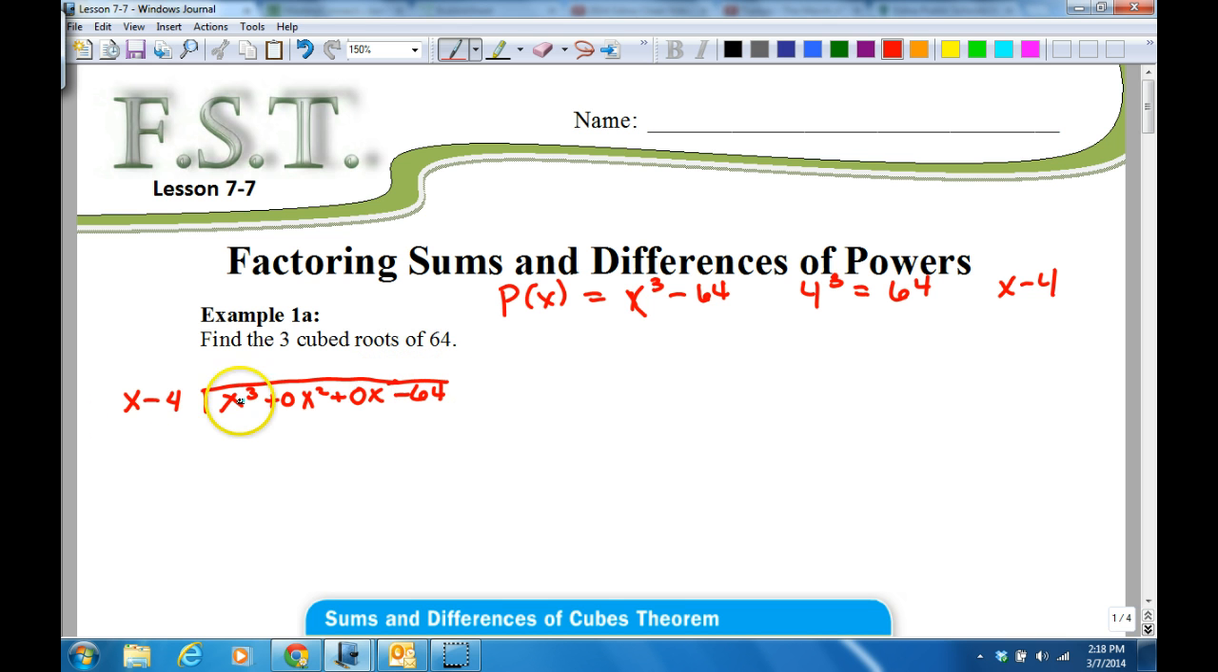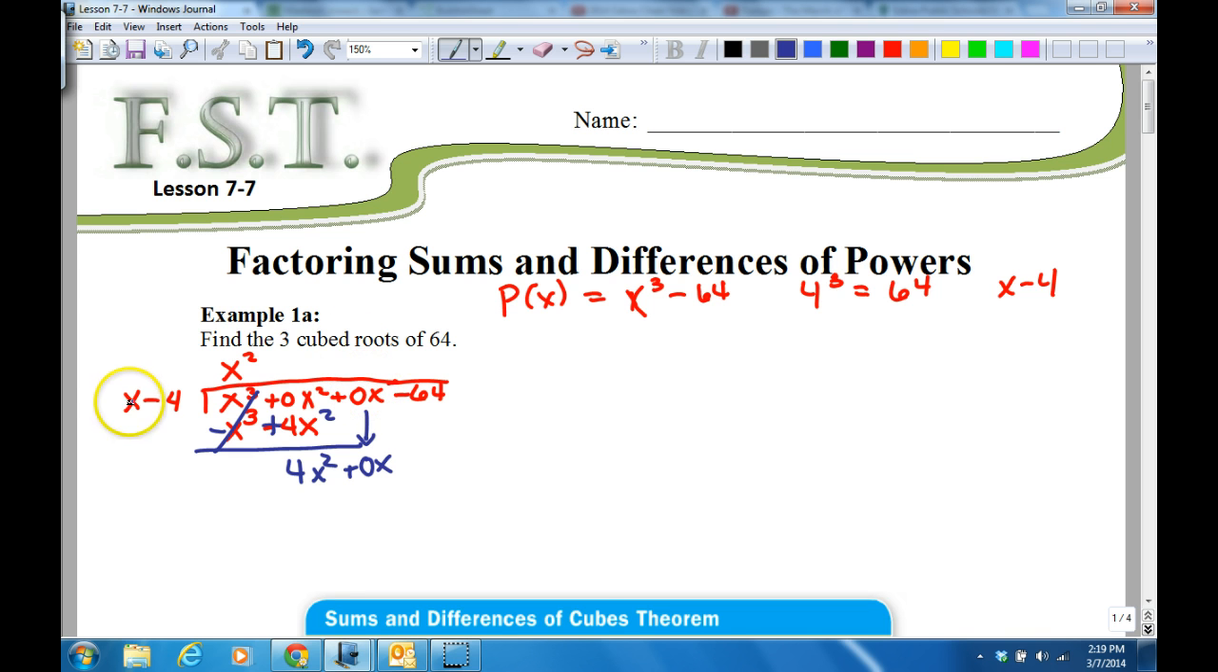Okay, so x goes into x to the third how many times? X squared. And then this is x squared minus 4x. So remember, we're going to change our signs and add them together. So this becomes a negative 4x squared, and this becomes a positive. Okay, so this cancels out. We have 4x squared. Now I can bring down the 0.